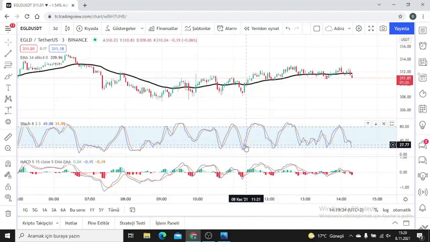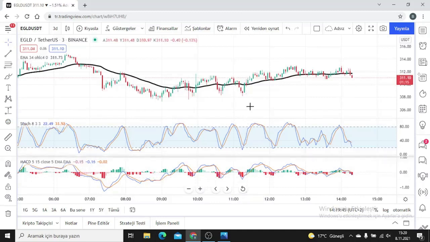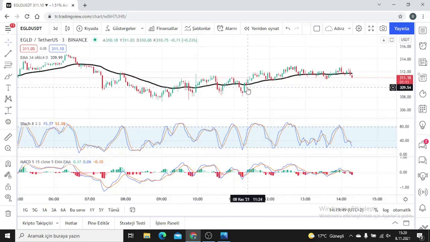Here, it has created a 3 out of 3 condition, but let's see, I am giving an example here in this region. There is an erroneous signal. Stochastic has given a buy signal, then it has given a sell signal, so if we make a purchase here, we bought it from the top and got stopped out. How can we protect ourselves from this?